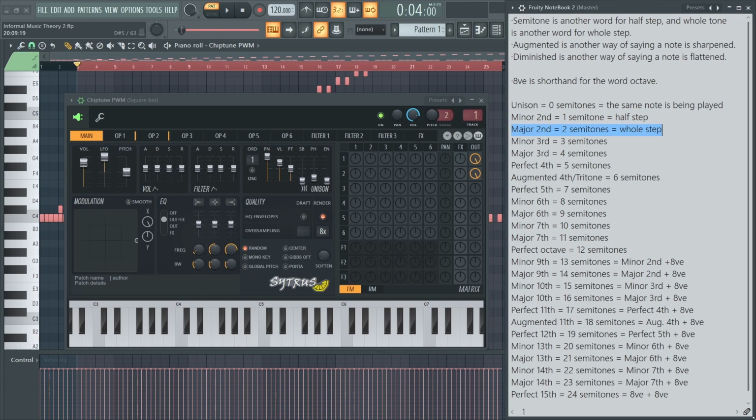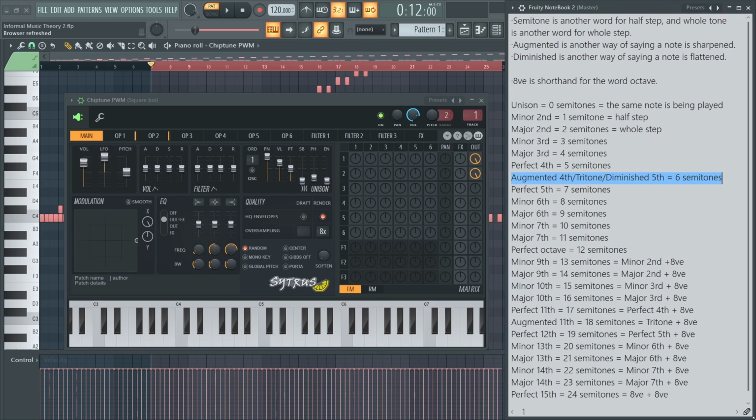Here's a major second, which is 2 semitones, also known as a whole step. Here's a minor third, which is 3 semitones. Here's a major third, which is 4 semitones, as we saw in the previous example between C and E. Here's a perfect fourth, which is 5 semitones.